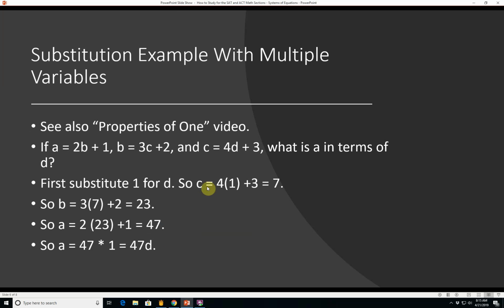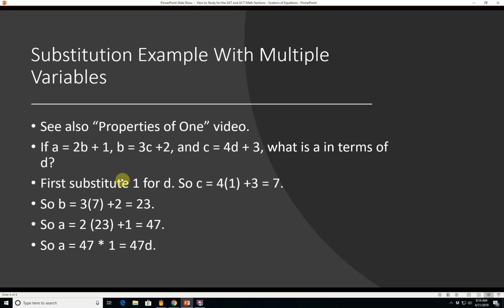Okay. Substitution example with multiple variables. You might be given something on the SAT or the ACT like what I did in my Properties of 1 video, which you can find here. And so let's say we have something like if A equals 2B plus 1, B equals 3C plus 2, and C equals 4D plus 3, what is A in terms of D?